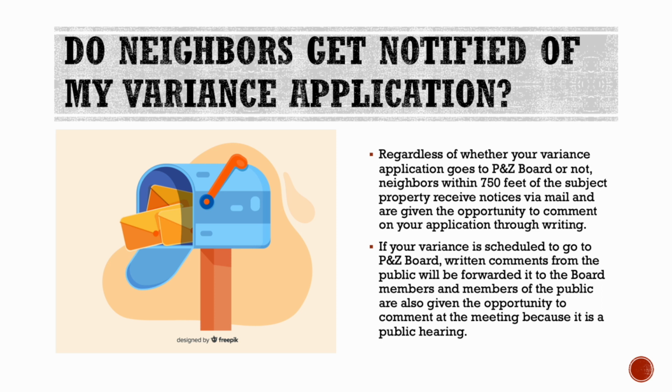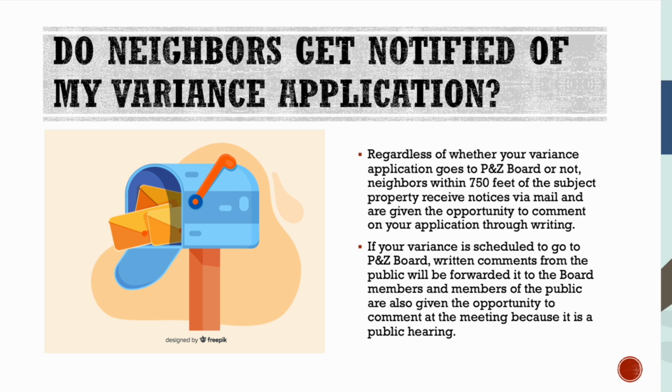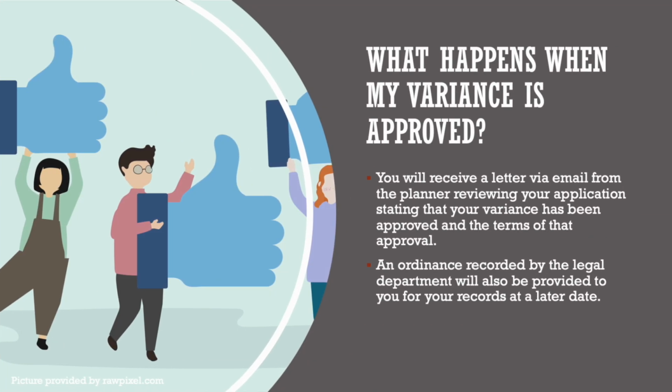So whether or not this is an administrative variance or a variance that's going to Planning and Zoning Board, your neighbors will be notified and will be given the opportunity to comment, whether it just be through writing, or the other option is, if they want their comments to be considered, they can come to the Planning and Zoning Board hearing.